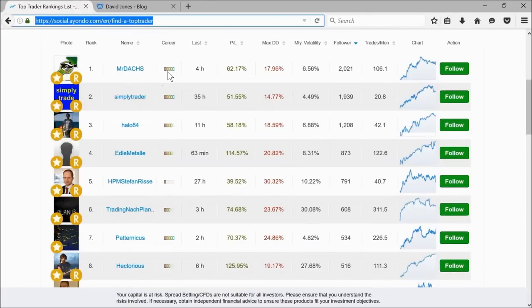The career level, there are various stages that people can go through if they want other traders to follow them. There's more details on that on the website. When the last trade was placed, so Mr. Dax here placed a trade 4 hours ago. P&L, the profit loss.